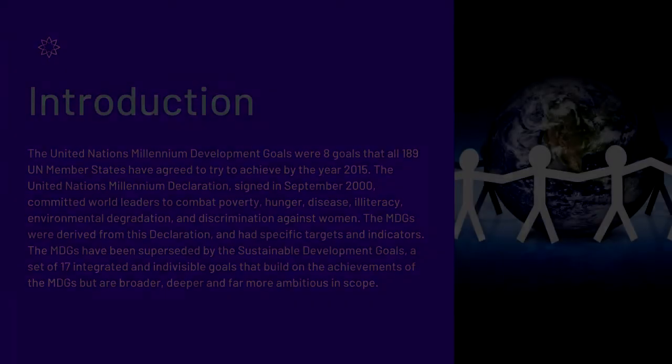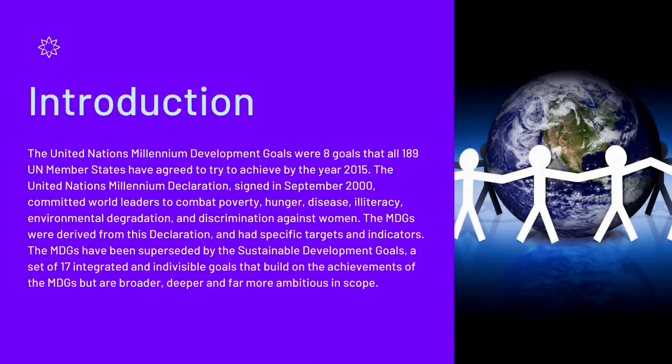The United Nations Millennium Development Goals were 8 goals that all 189 United Nations member states have agreed to try to achieve by the year 2015. The United Nations Millennium Declaration, signed in September 2000, committed world leaders to combat poverty, hunger, disease, illiteracy, environmental degradation, and discrimination against women. The Millennium Development Goals were derived from this declaration and had specific targets and indicators.